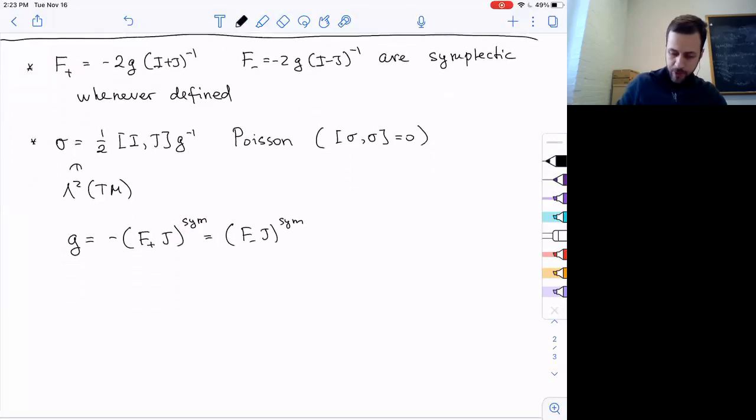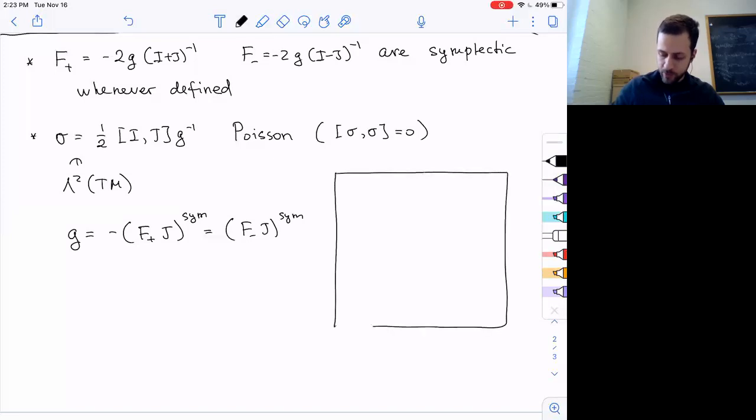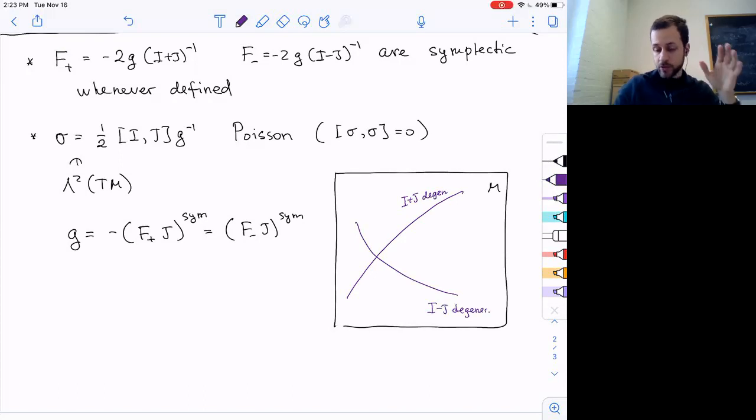Maybe let me draw a picture which informs what's going on with this F plus and F minus and sigma. If this is your manifold M, then you happen to have two subsets. One subset where I plus J degenerates, and another subset where I minus J degenerates. And of course, in principle, they could be the entire manifold. It's not forbidden. So maybe I'll call these Z plus and Z minus.